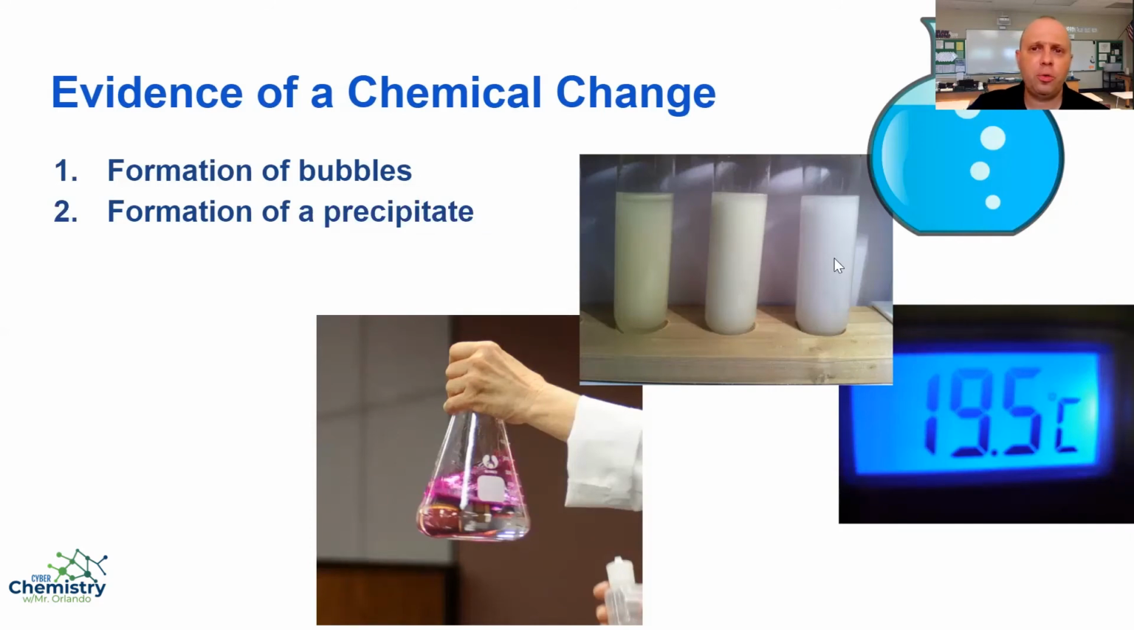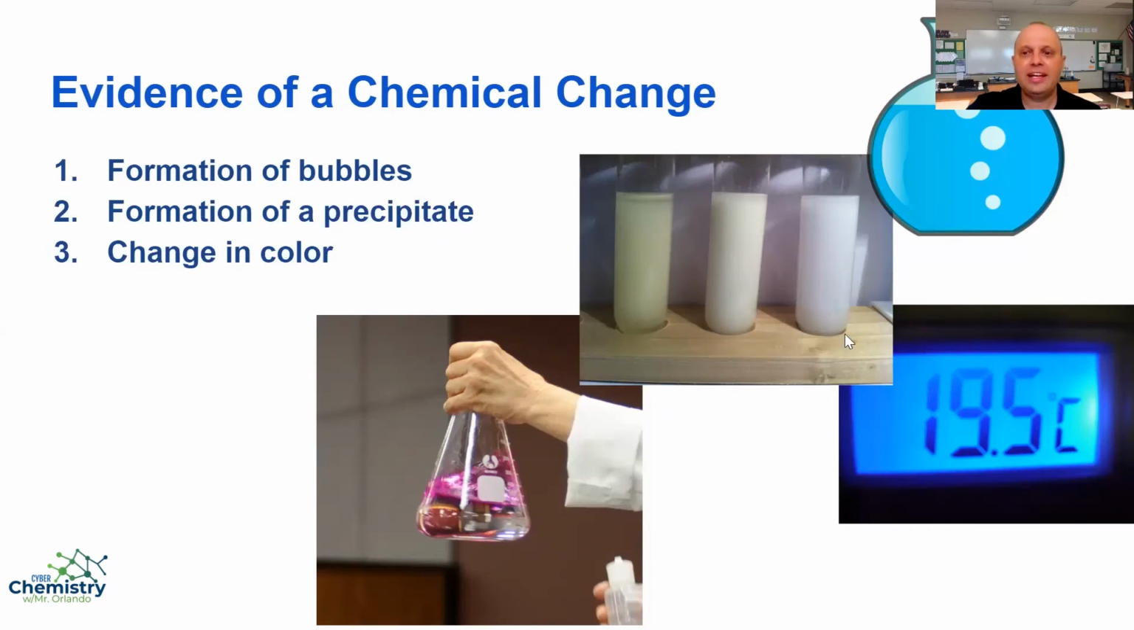The third way to identify a chemical change is by a change in color. This picture in the middle here, showing a person swirling that triangular shaped glass vessel, is called an Erlenmeyer flask. So someone swirling an Erlenmeyer flask, that's a chemical change. In this case, it's changing colors. You start to see that pink color starting at the top.